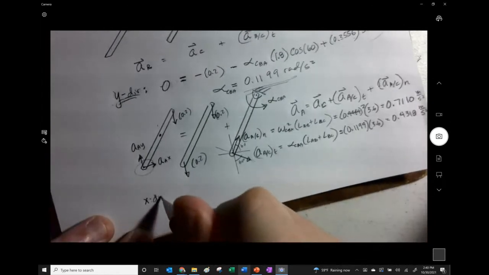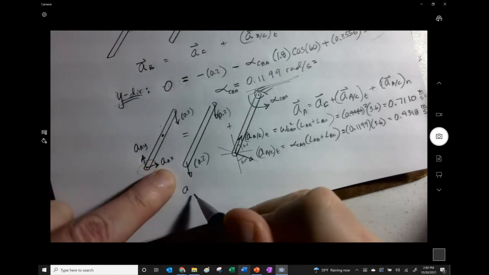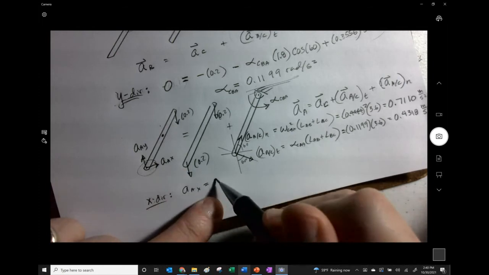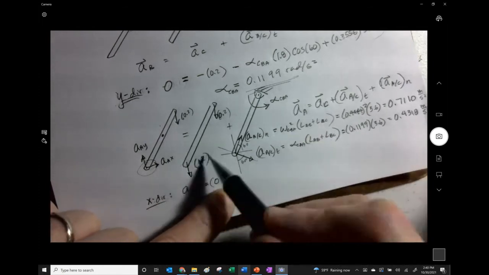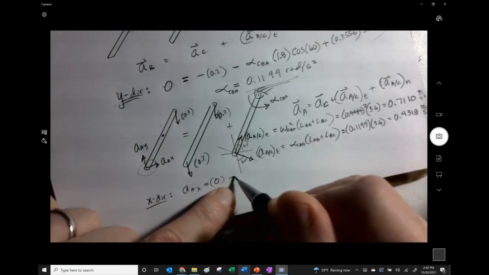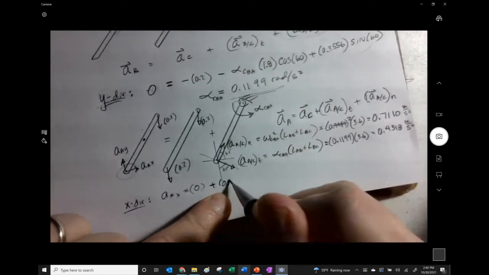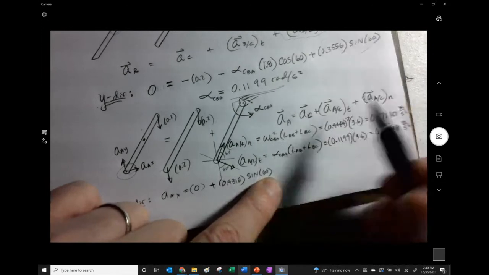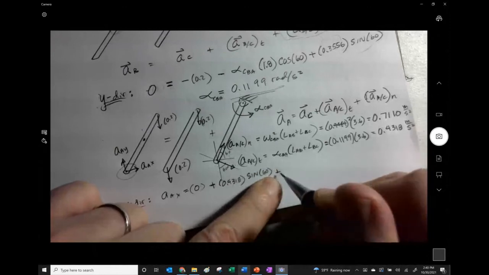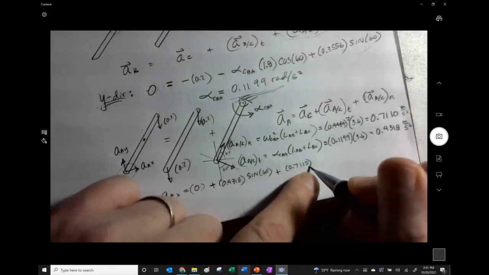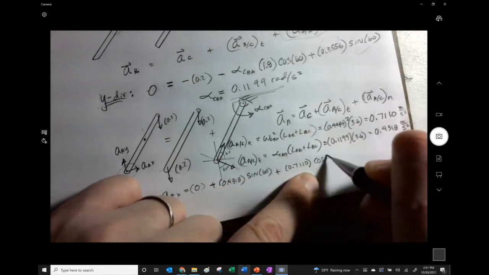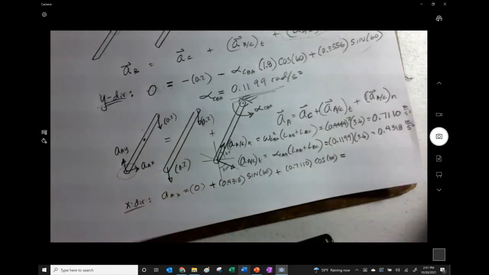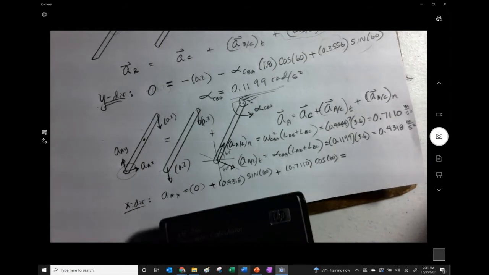So in the x direction, we have the acceleration of A, x, is equal to 0, because there's nothing in the x direction here. And this is positive. We want this one, plus 0.4318 times the sine of 60 degrees. And then we go to this guy, and it's going to be plus because he's in the positive direction, 0.7110, and then this one's going to be the cosine of 60 degrees. So if we do that, let's see. I'll go ahead and find it out because my paper didn't print all the way down. So times.